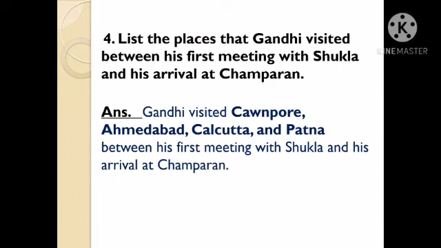Question number 4. List the places that Gandhi visited between his first meeting with Shukla, that is Rajkumar Shukla, and his arrival at Champaran. So Champaran is a district in Bihar. Answer. Gandhi visited Kanpur, Ahmedabad, Calcutta and Patna between his first meeting with Shukla and his arrival at Champaran. So these were all the places that Gandhiji visited between his first meeting with Shukla and his arrival at Champaran.